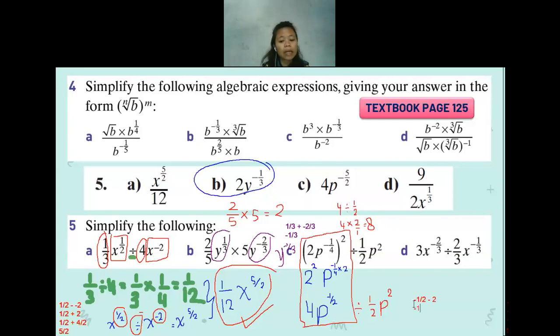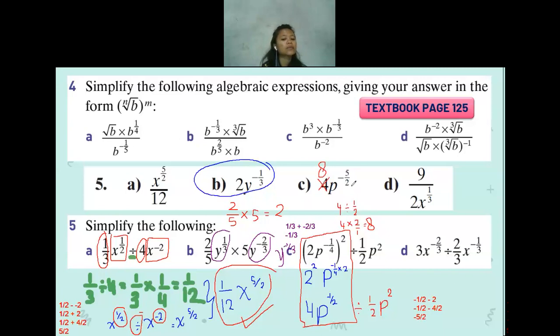So we can make the denominator the same. So negative a half minus 4 per 2. So in the end, we will have it as negative 5 per 2. So the final answer is supposed to be 8p to the power of 5. Sorry, this is negative 5, so the correct answer is supposed to be 8p to the power of negative 5 per 2.